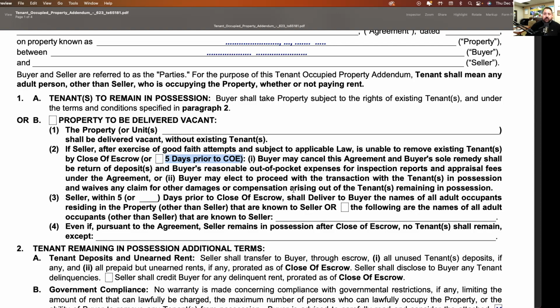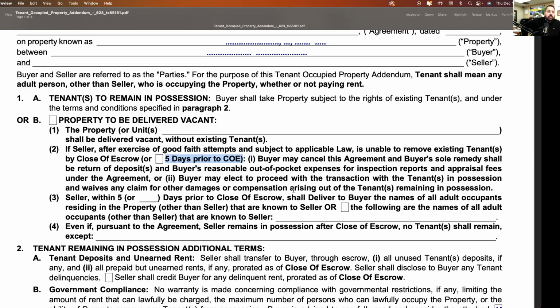And they have the right to, when they cancel, because the seller agreed to the property being vacant, they have the right then to also recoup their home inspection and appraisal fees. Okay. And at the same time, on that 5 days prior to close of escrow, the seller's required to give me a list of all of the tenants that live in the property other than the seller themselves.